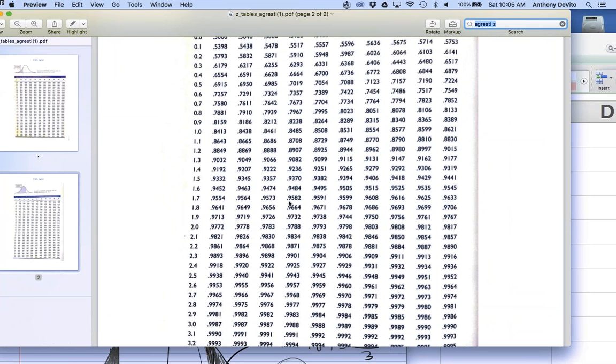Well, if I want to know what's to the right of that z-score, I would just subtract that from 1. It would be 0.04 or something. Okay, now let's take a look at the problem we had here.